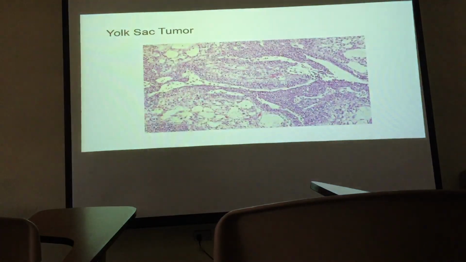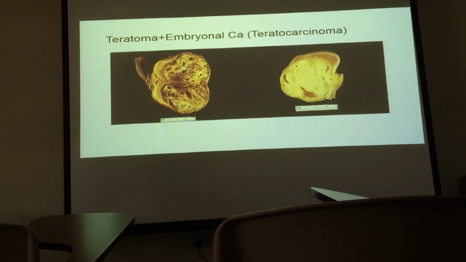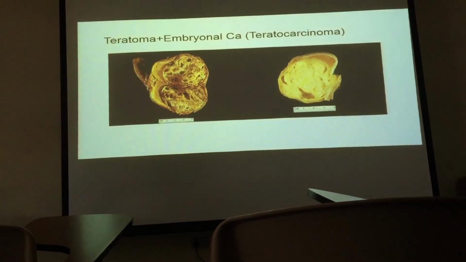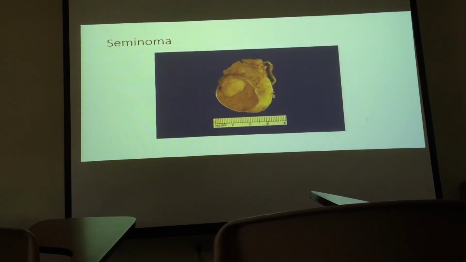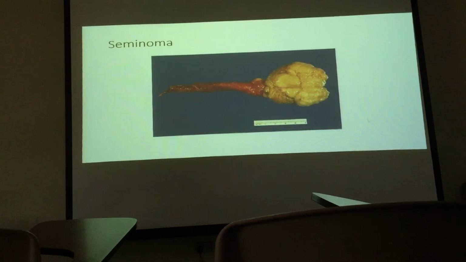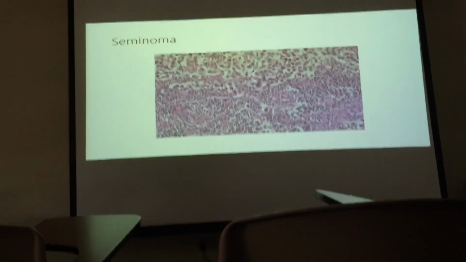So these are some of the images. Yolk sac tumor, embryonal carcinoma with teratoma component. This gross morphology is important, and then seminoma gross morphology is important, and the image of seminoma is important. This one, at least this one you must remember.